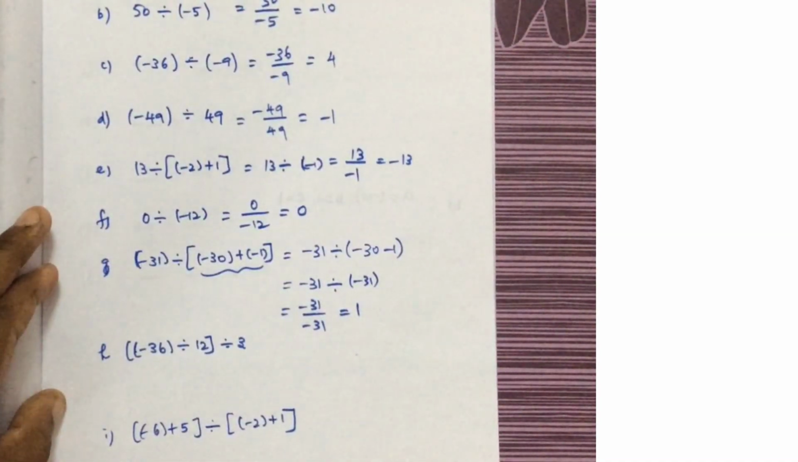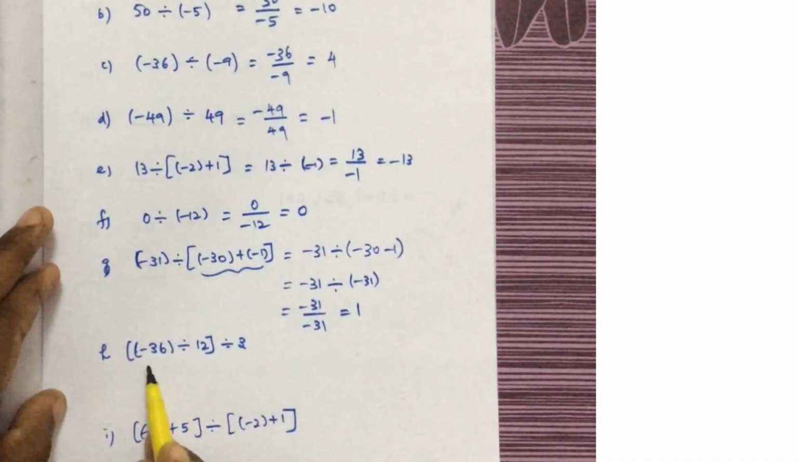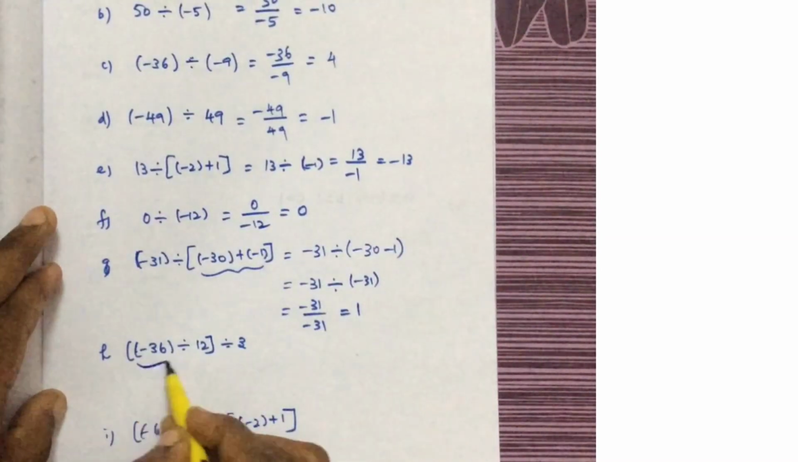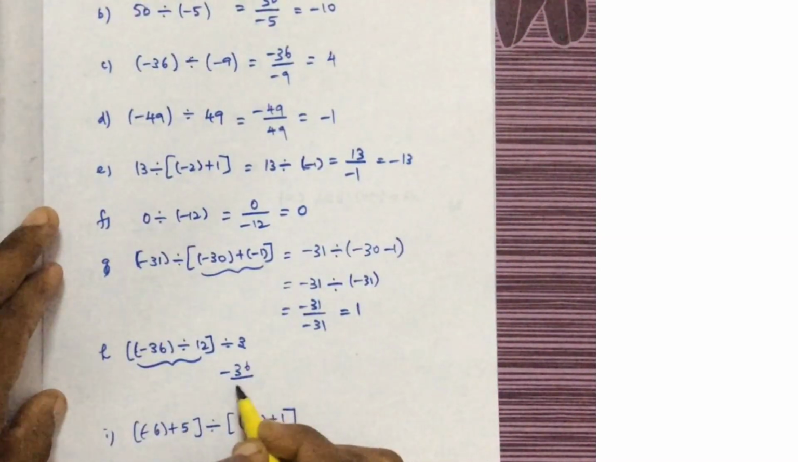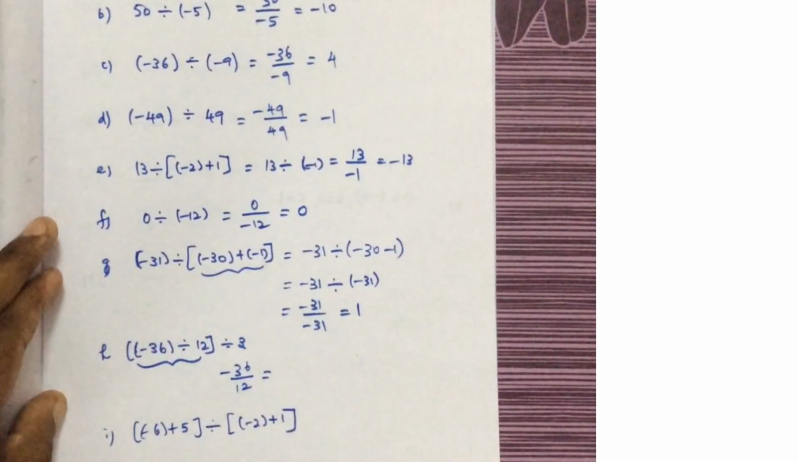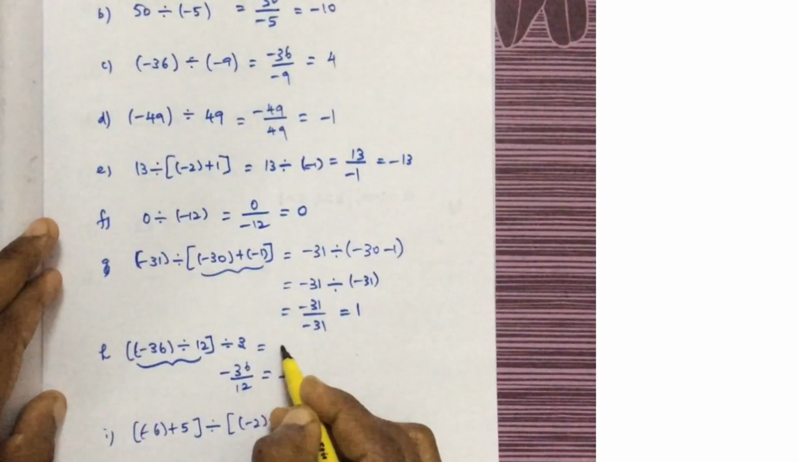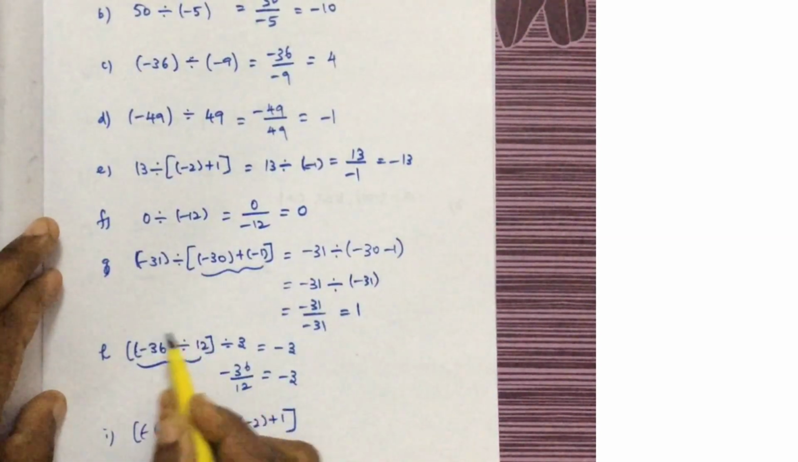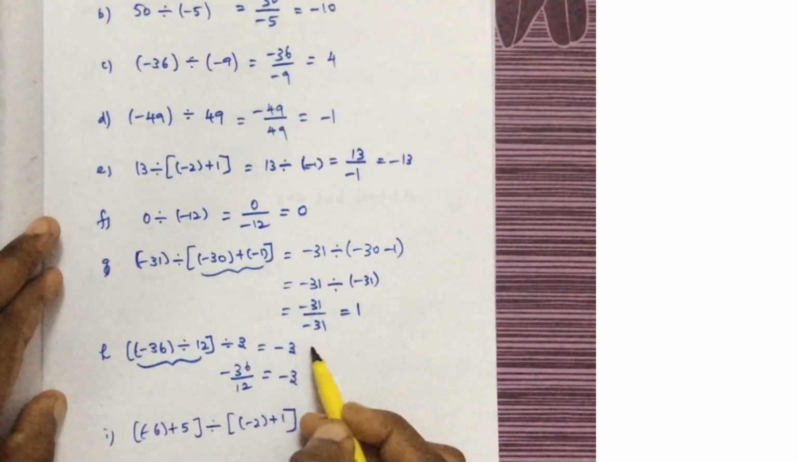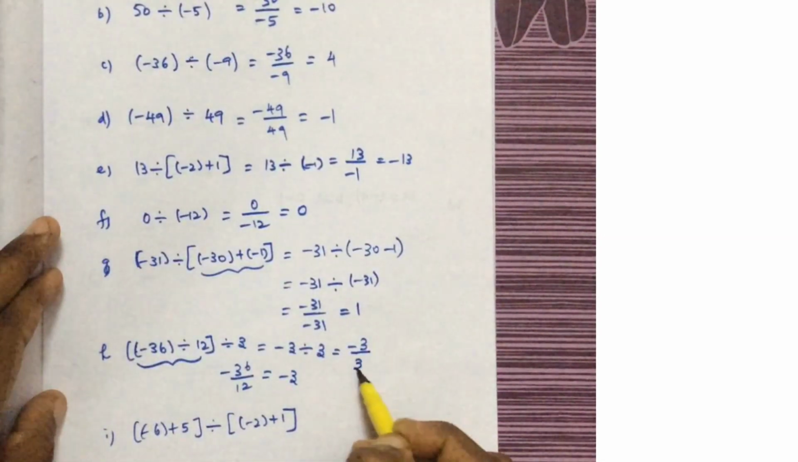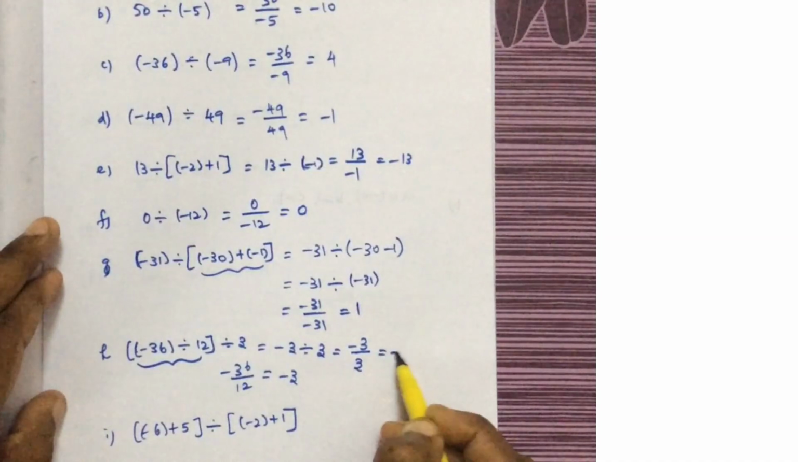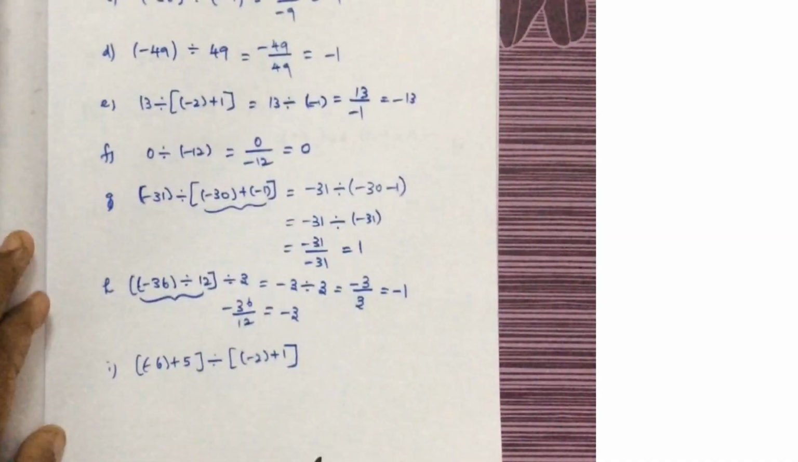Now minus 36 divided by 12. What is minus 36 divided by 12? It is minus 3. Okay, so that is equal to minus 3. Instead of this, I am substituting minus 3 divided by 3, that is equal to minus 1.